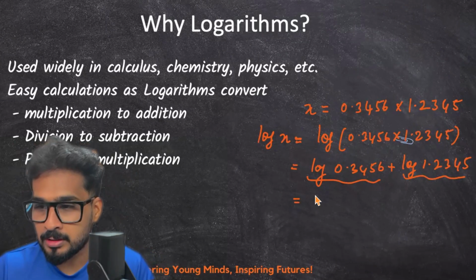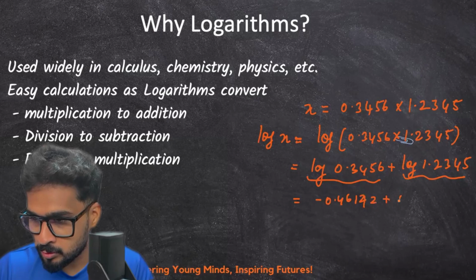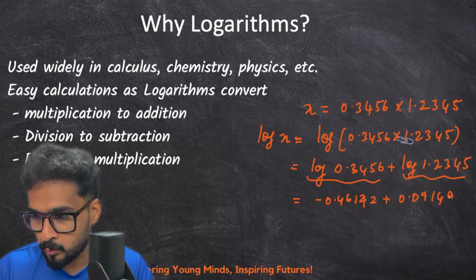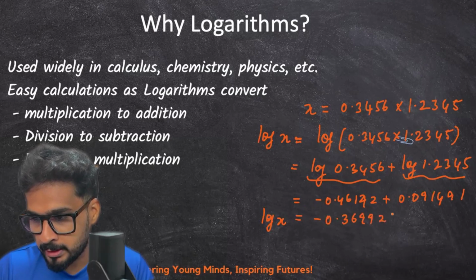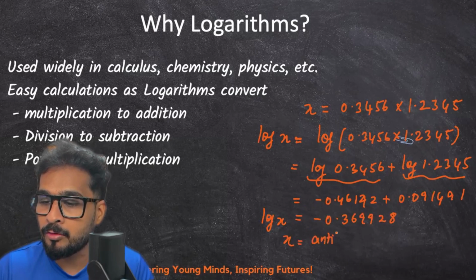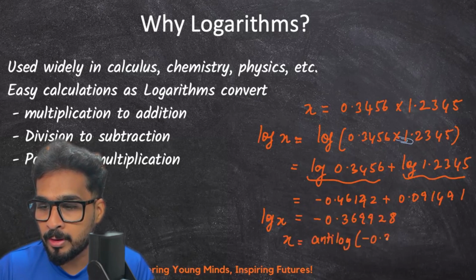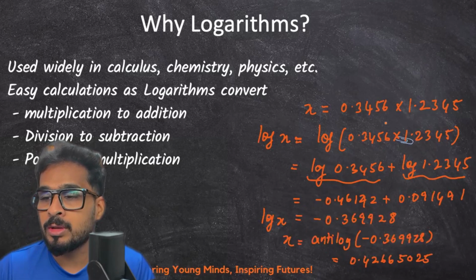And write down. So this value comes out to be minus 0.461442, and this value comes out to be 0.091491. If we add, we will get log x is equal to minus 0.369928. To find out the x value, we can take x is equal to anti-log of minus 0.369928, which comes out to be 0.42665025, which is very close to the multiplication answer.